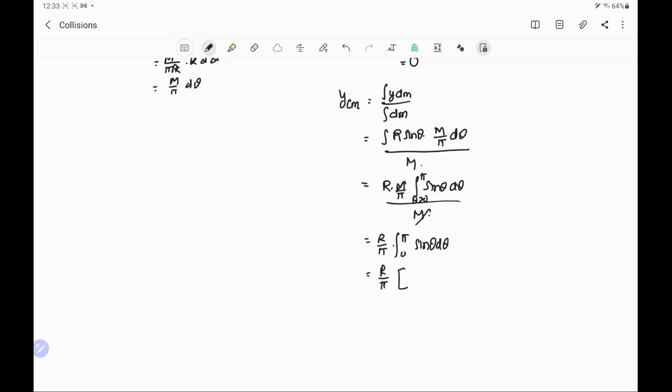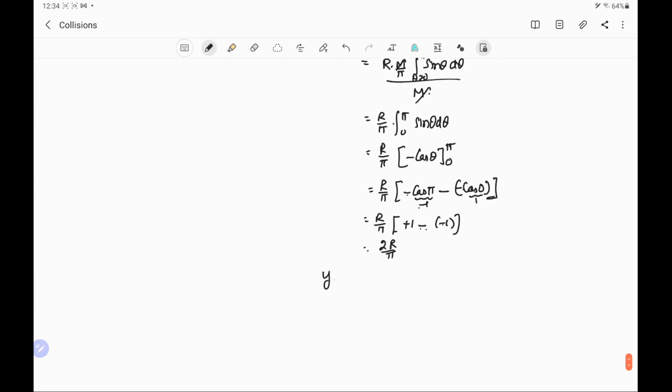Integral of sin theta is minus cos theta, and limits of integration are 0 to pi. We put the limits. First upper limit, it is minus cos pi, minus, and then minus cos 0. Cos pi is minus 1, cos 0 is 1. So it is equal to r by pi. This minus and minus becomes plus, so it is plus 1, minus, and cos 0 is 1, so it is minus 1. This minus and minus again become plus, so 1 plus 1, this is 2, that is 2r by pi. Hence, y center of mass is 2r by pi.